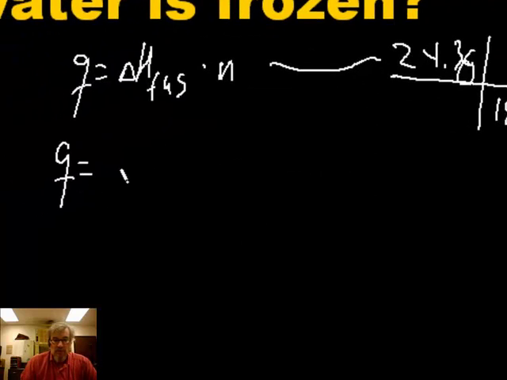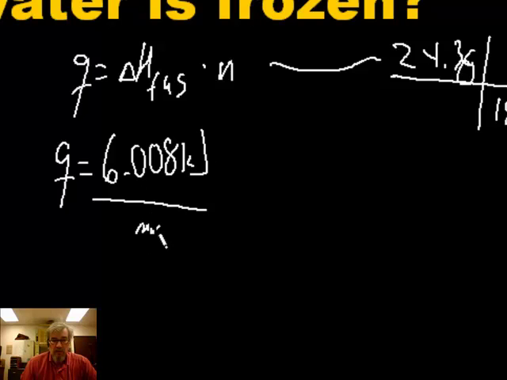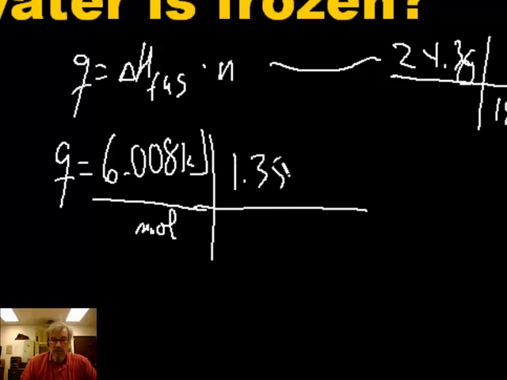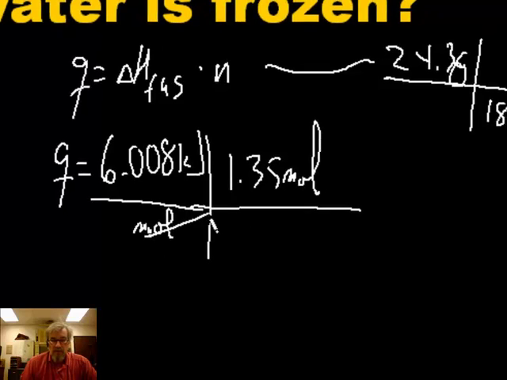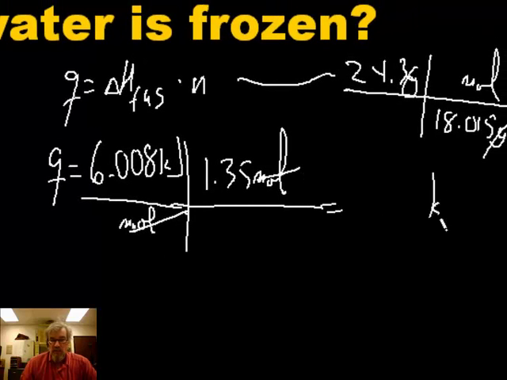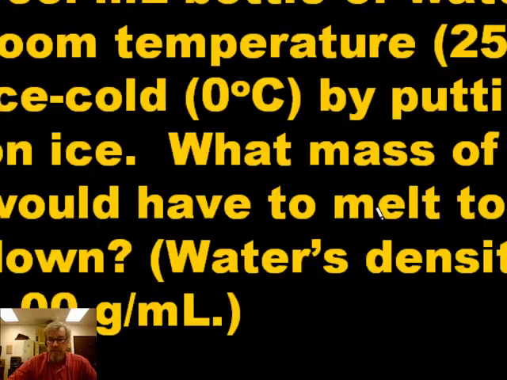So Q is equal to delta H of fusion for water, that's 6.008 kilojoules per mole, times the number of moles that we just calculated, 1.35 moles. Moles drop out, the units are right, they're kilojoules, and to 3 significant figures it's 8.10 kilojoules.